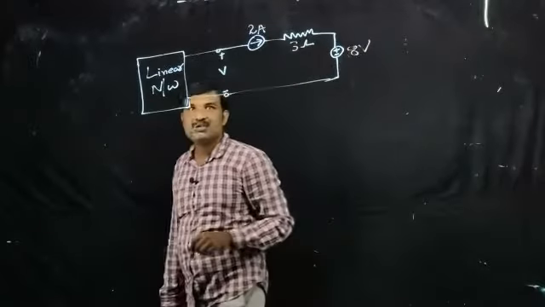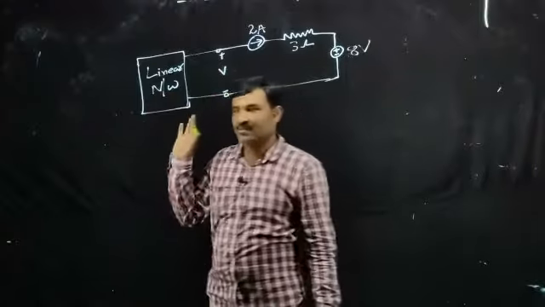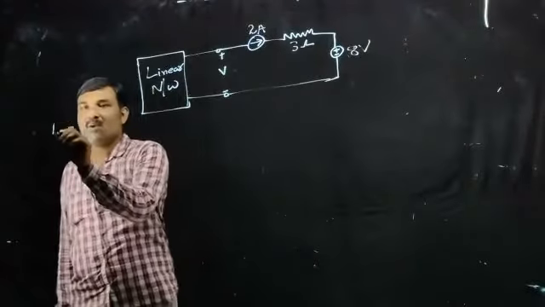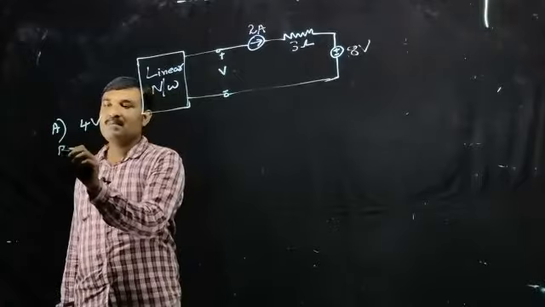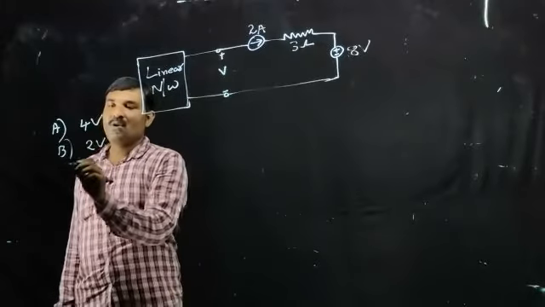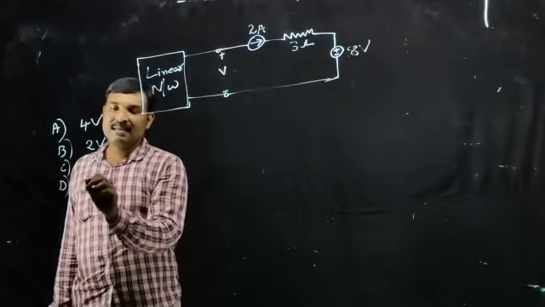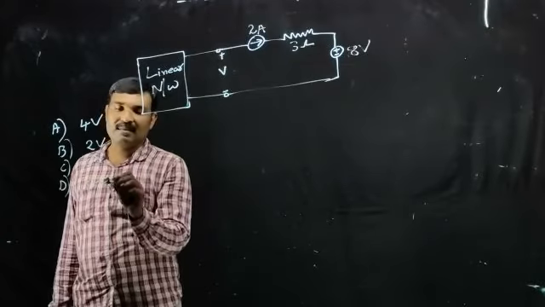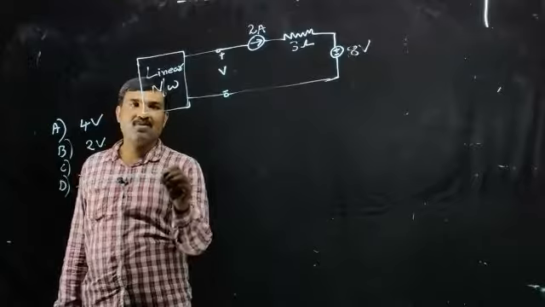The question is to determine the value of V for this network. Options are given. Option A is 4 volt. Option B is 2 volt. Option C is 0 volt. And option D is indeterminate. These are the 4 options for this problem.